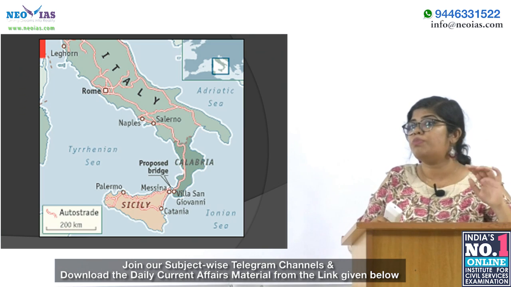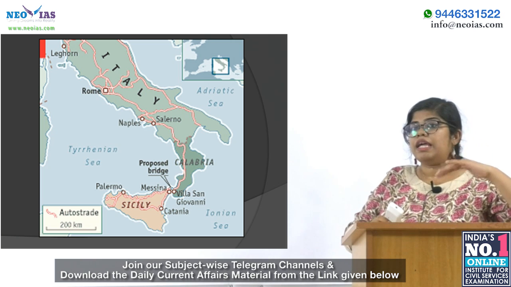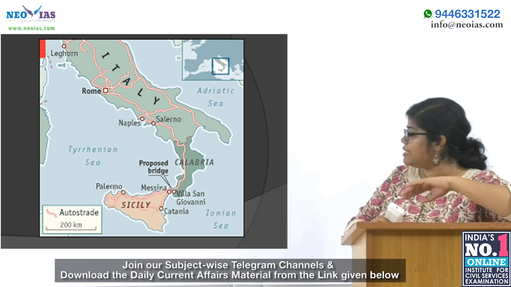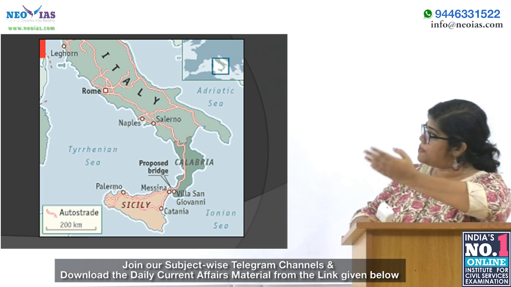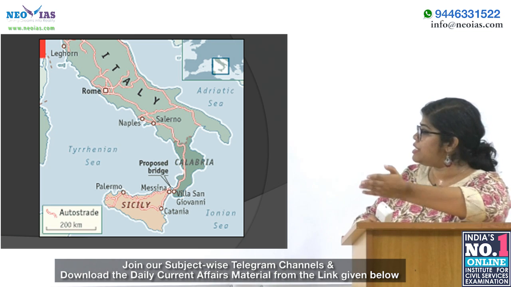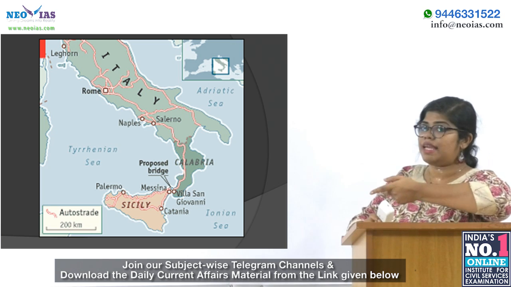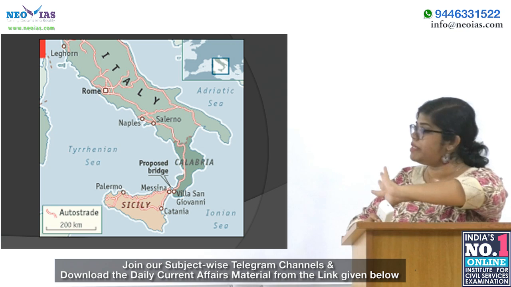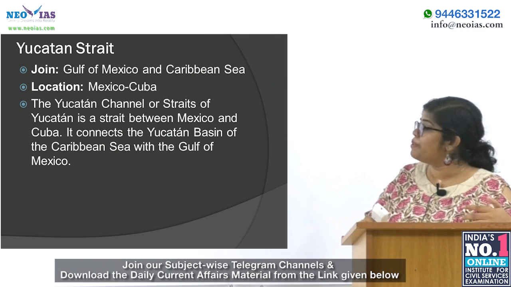I'll show you the pic. So you can see Italy, then Sicily Island is there. In between Italy and Sicily, there is the Strait of Messina. Towards the west, there is the Tyrrhenian Sea. Towards the east, there is the Ionian Sea, and it connects the Tyrrhenian Sea and Ionian Sea. The whole thing is in the central Mediterranean. Okay. Then next is Yucatan Strait.